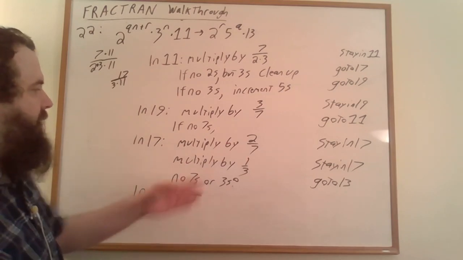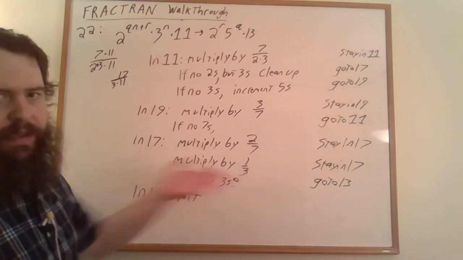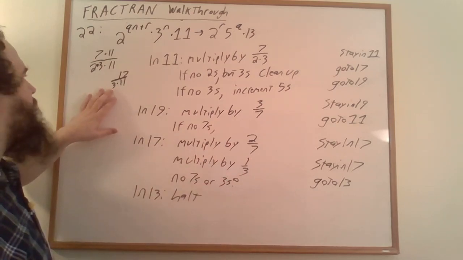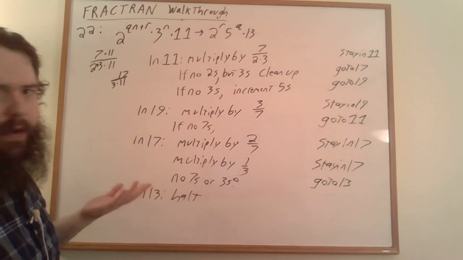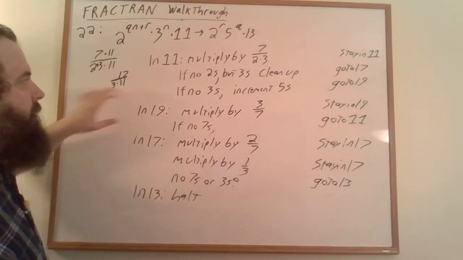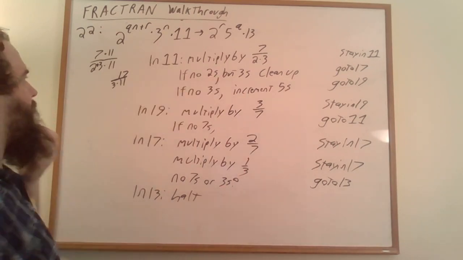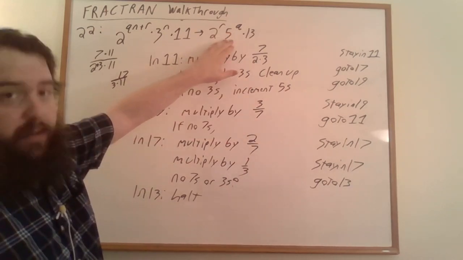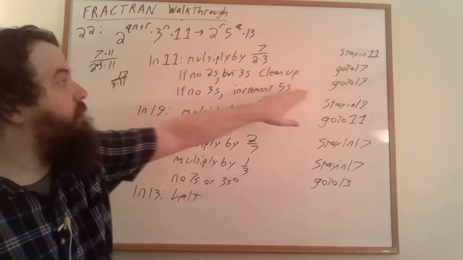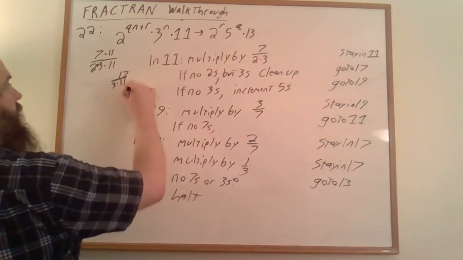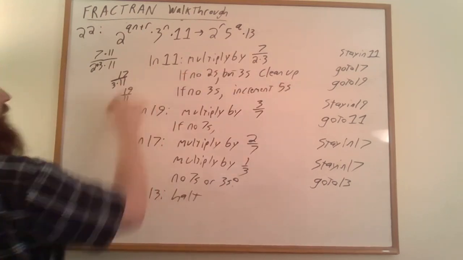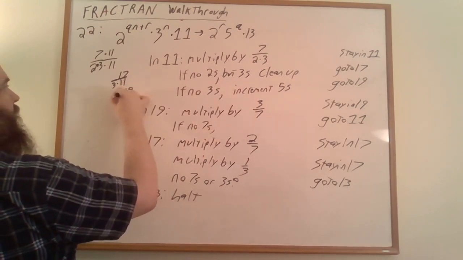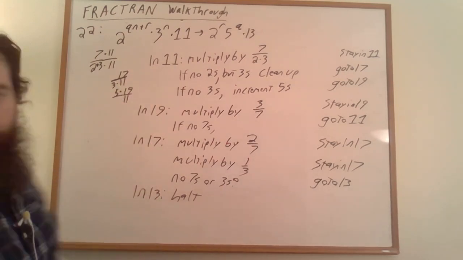We don't care about the value in the 3s register. We're going to be getting rid of it anyway. So it's perfectly fine to get rid of one of those and not have to restore it. This just detects, makes sure that the 3s register is not empty. If there are no 3s, we need to add 1 to the 5s register by multiplying by 5, and then switch to state 19. So we're going from 11 to 19, and we're trying to multiply by 5s. So that's going to be 5 times 19 over 11.